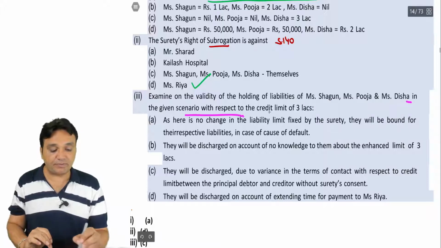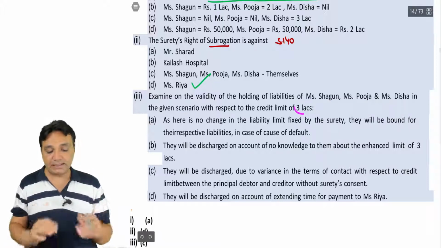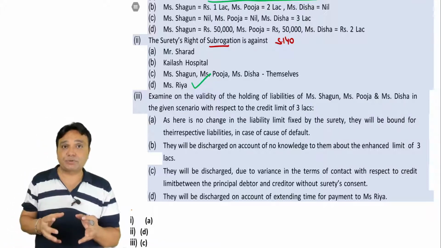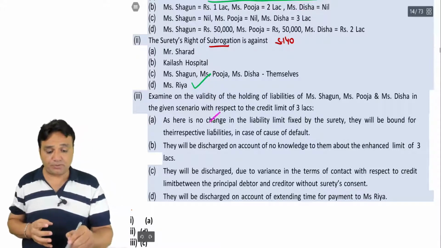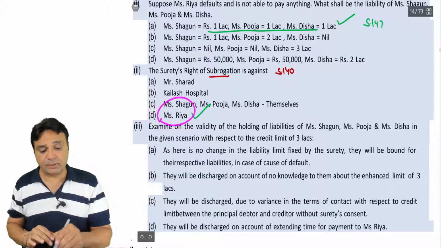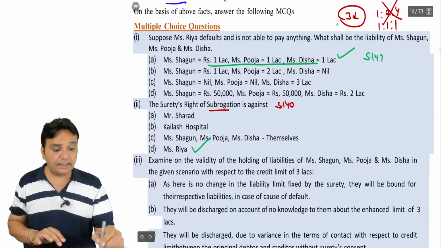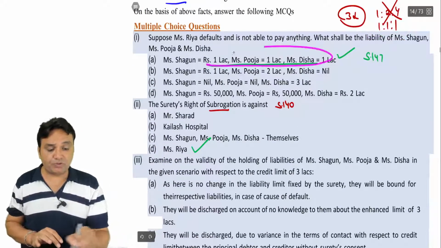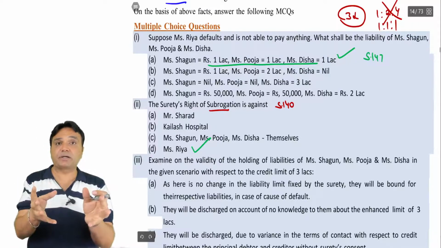Third question, examine the validity of the holding of liabilities of these 3 co-sureties in the given scenario with respect to the credit limit of 3 lakh. Now such kind of questions, there are certain questions where you have to go into each and every option. Like here, I knew the answer gonna be D. I knew over here 3 lakh was the liability, it is in equal ratio 1:1. I can prima facie find out the answer.